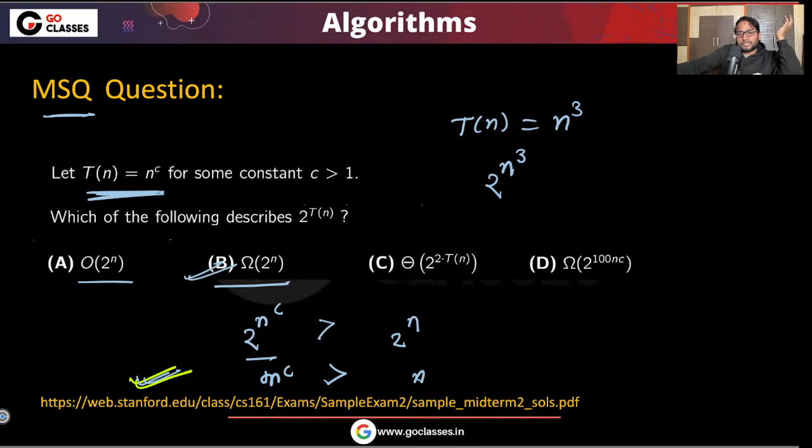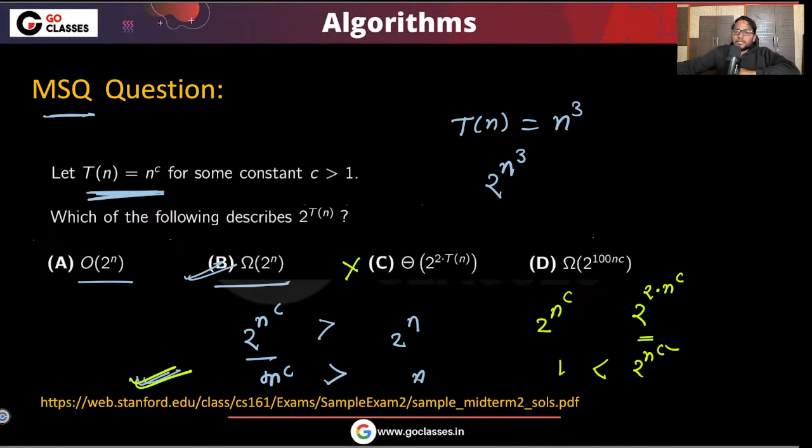What about C? They are asking 2 power n power c versus 2 power 2 into Tn, where Tn is n power c. If you want, you can divide both sides by 2 power n power c. This will be 1 and this will be 2 power n power c. So this is strictly greater, right? This is strictly greater. Theta no. Okay, this is strictly greater.